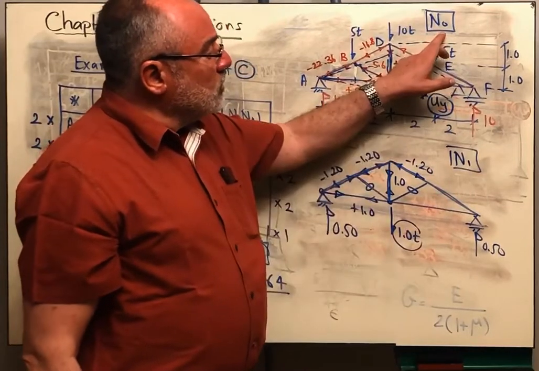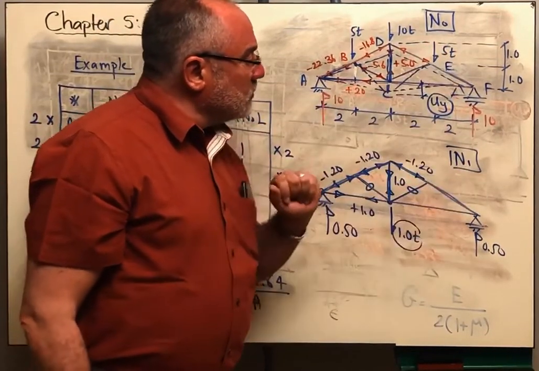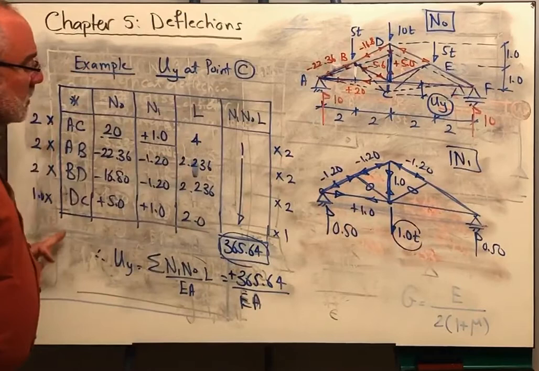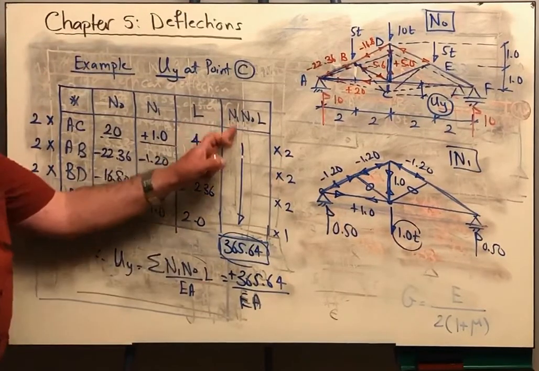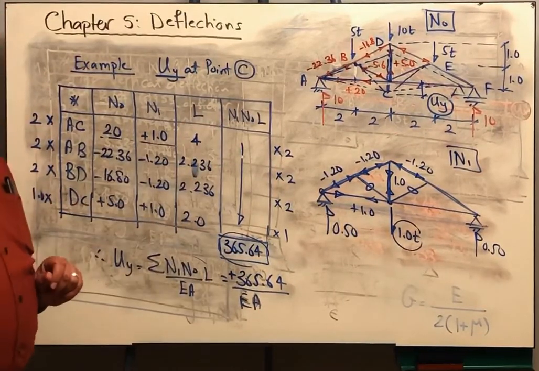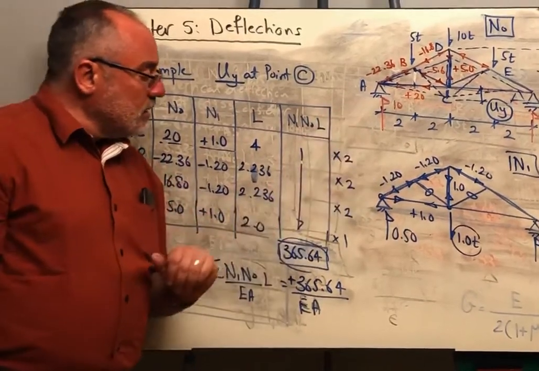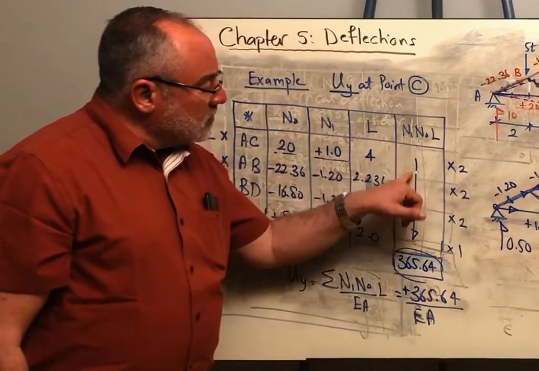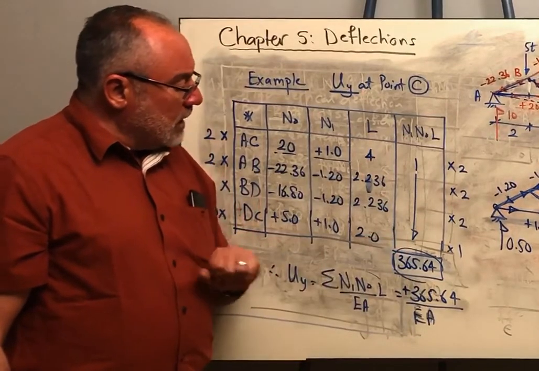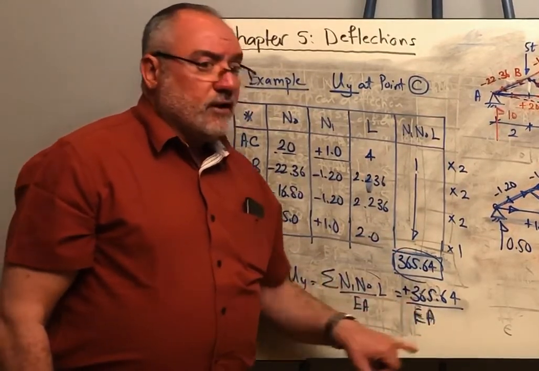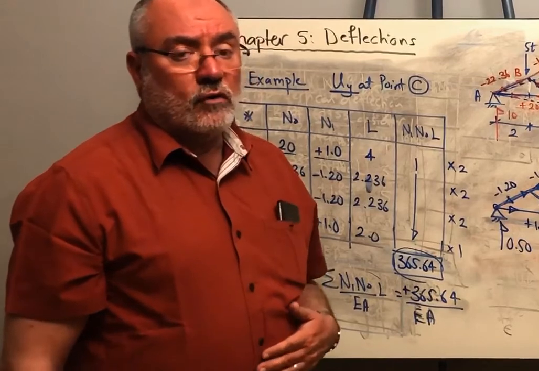So this is 1/3 of the question, this is the other third, and then you put your answer in a tabular form. You add up the product of N1 N naught L, and if the value of EA is constant, you can take it outside, and you can get the summation of N1 N naught L, and then divide by the common factor EA for all of the members.